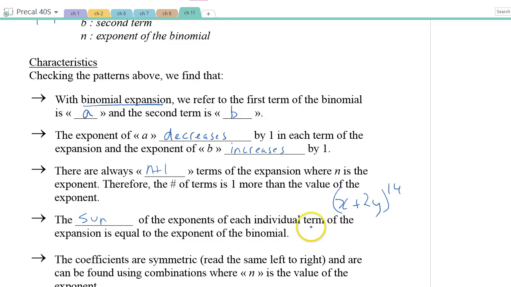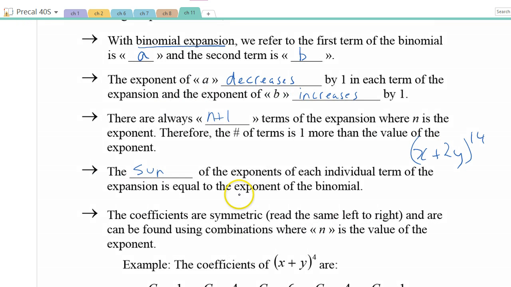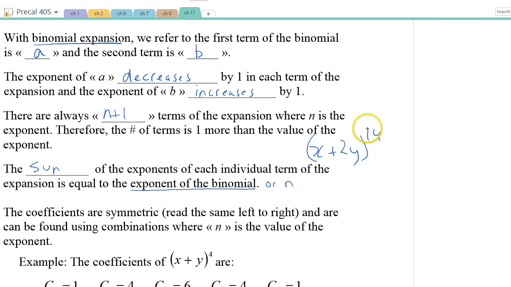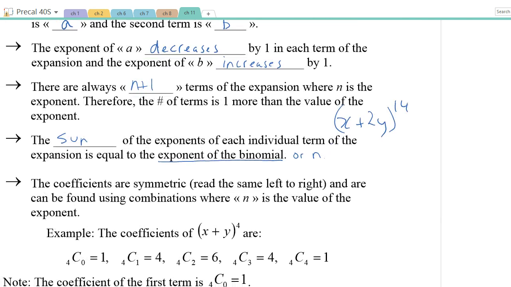of the exponents of each individual term of the expansion is equal to the exponent of the binomial, whereby exponent of the binomial, what we mean by that one is n. Okay, so again, if we were to stop along the way somewhere here, we would get x to the power of something and then 2y to the power of something, and those two somethings would always add up to 14.